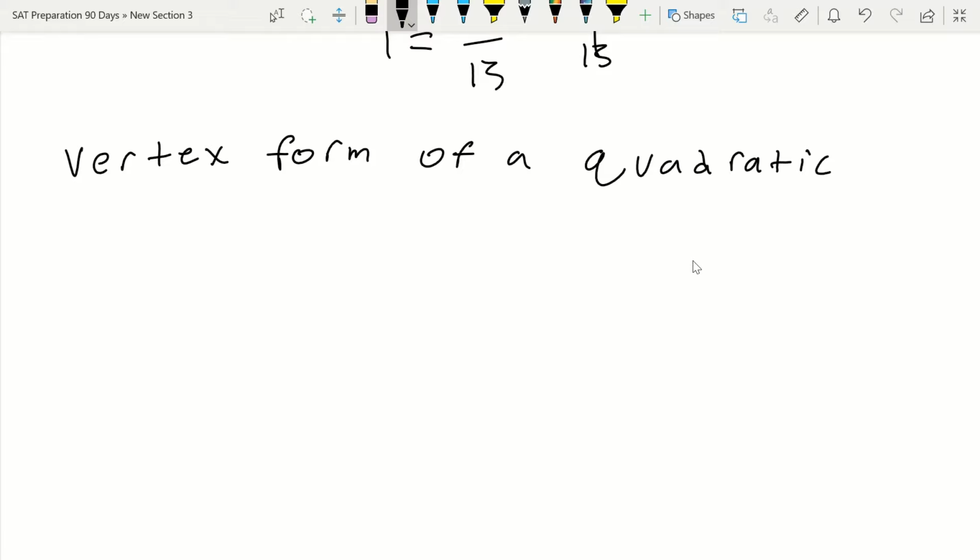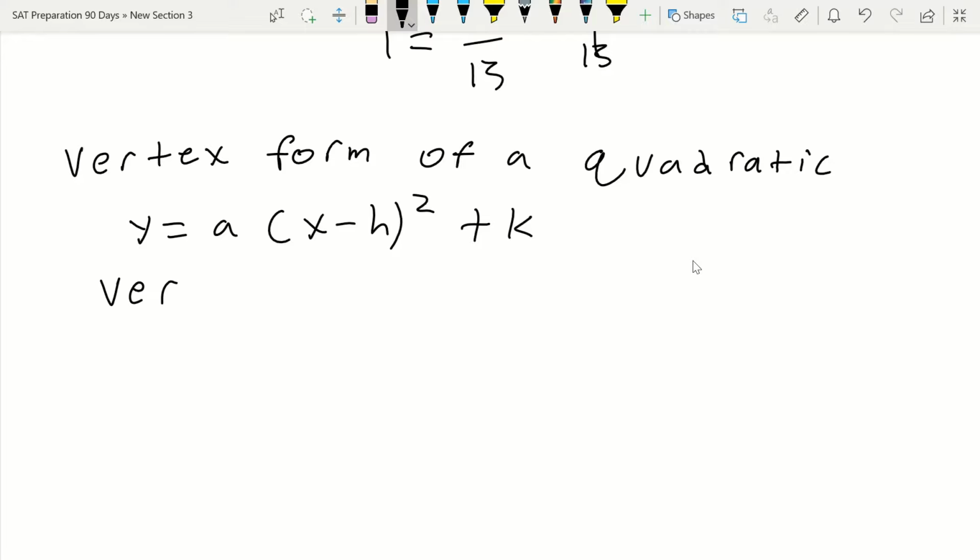All right, so vertex form of a quadratic, the equation for that is going to be y is equal to a, where a is just a variable, times (x minus h) in parentheses squared, all plus k, where k is going to be your constant, right?